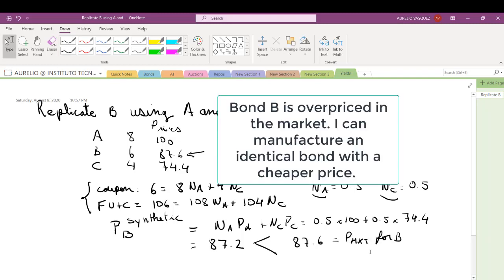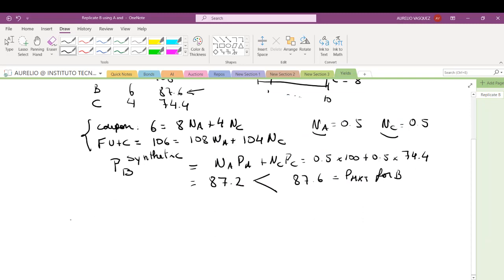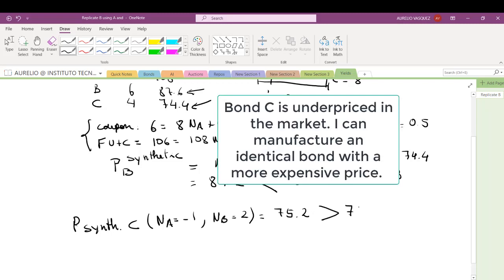Now, if you do exactly the same thing for C, so you go and replicate C using A and B, then you're going to find that for the synthetic C, you're going to need to sell 1 unit of A, and you're going to need to buy 2 units of B. And the price you're going to obtain is 75.2. That's the price of the synthetic. Then you compare that price with the market price, 74.4. So the synthetic price is actually higher than the price in the market for C, which is 74.4.